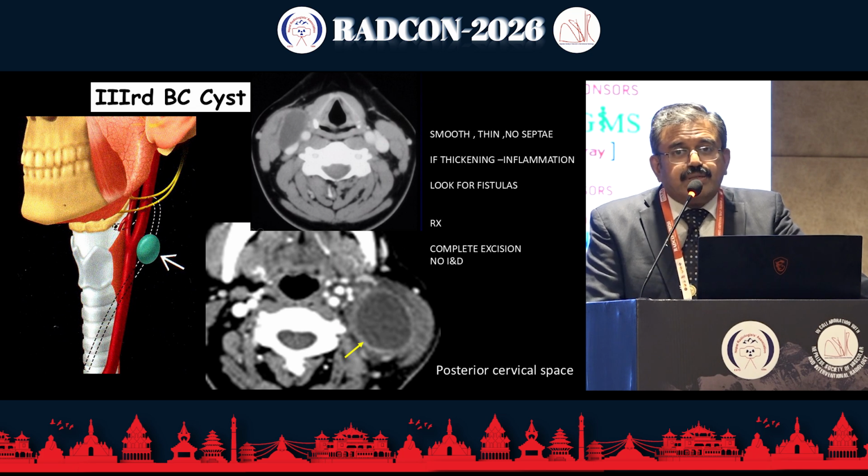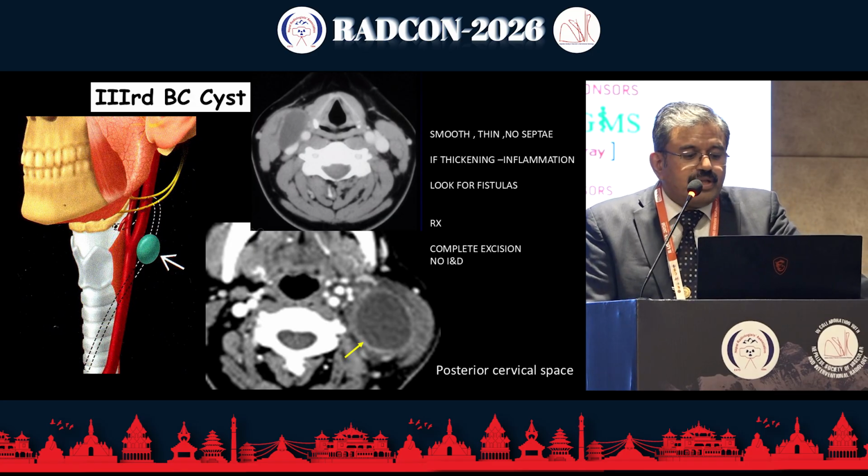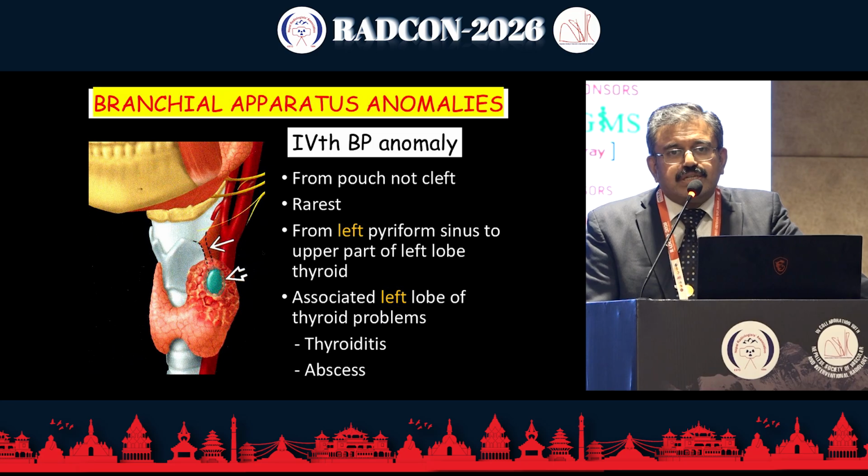All branchial cleft cysts should be excised. You cannot do an I and D; if you do an I and D, it will come back. The treatment is complete excision, otherwise it will cause a recurrence. The 4th one is very important. It is usually associated with thyroiditis of the superior pole of the left lobe of the thyroid.